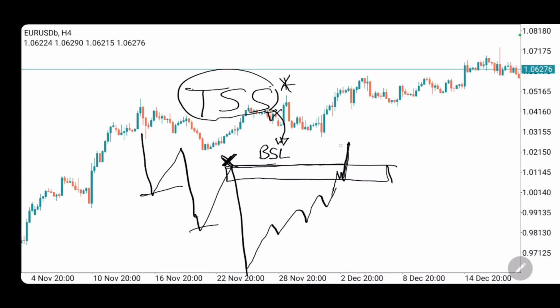All right, above the supply zone. So this liquidity here has been taken out, and now the market comes back, gives us some form of entry confirmation and sell. All right, so this is a total soup short scenario, or this is TSS, total soup short scenario. Now let us look at the total soup long.